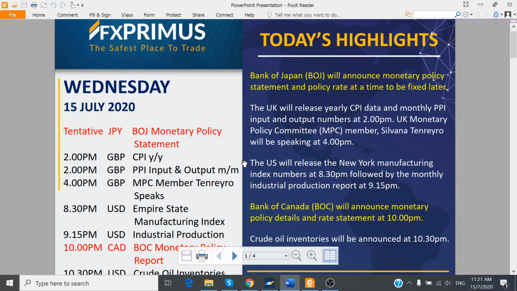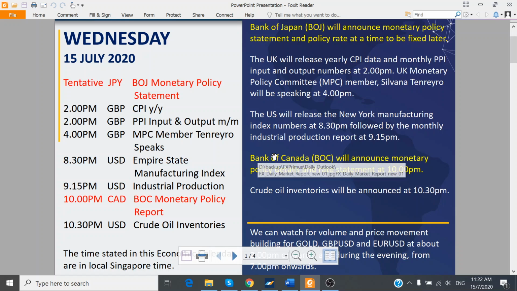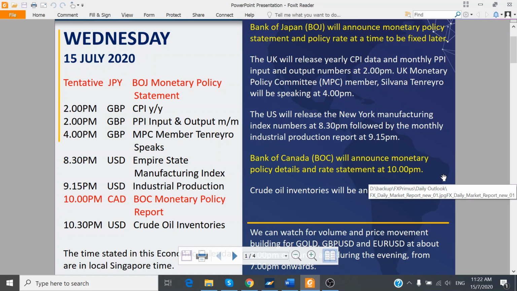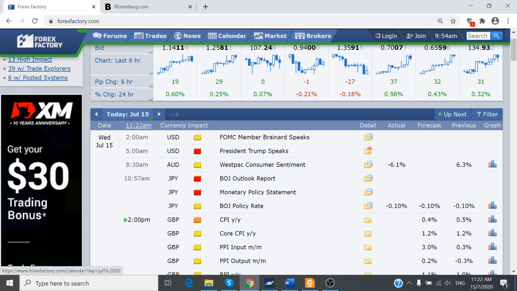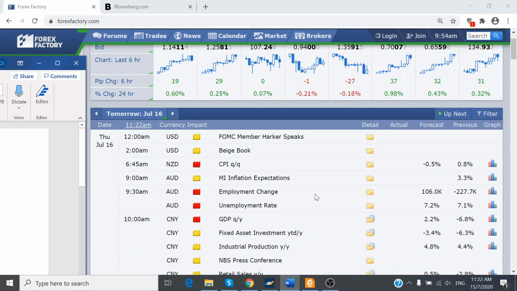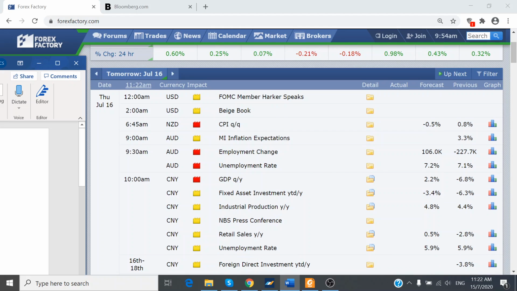Okay, so just a quick one. Just now we were looking at the list of economic data coming out for today, ending with the crude oil. However, towards the early morning on Thursday at 12 a.m., we will be having the US FOMC member, Mr. Harker, speaking, and also we will have some details on the beige book.